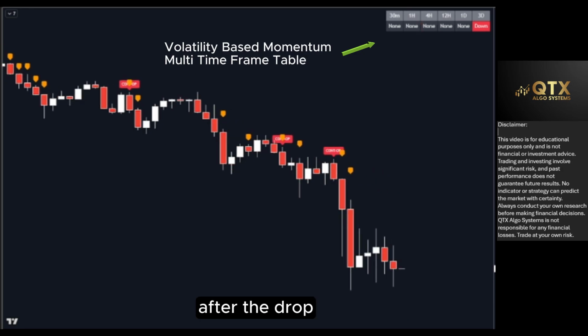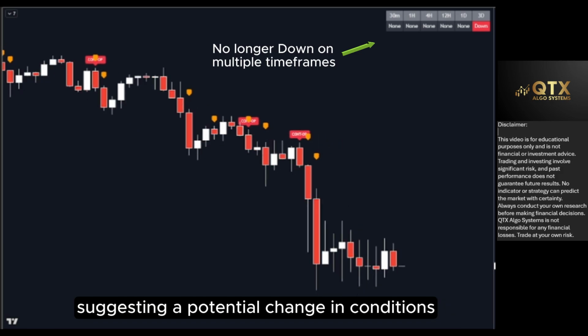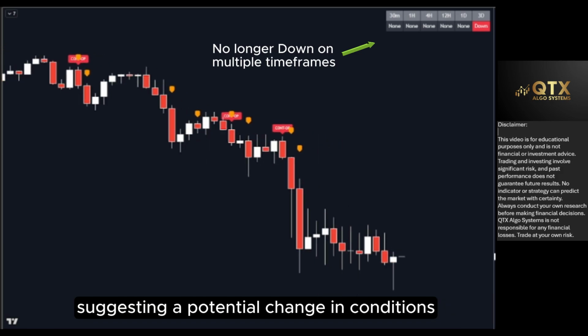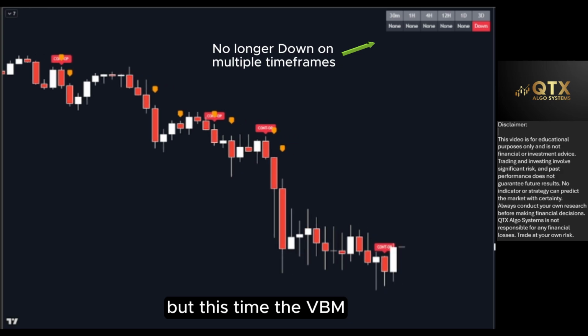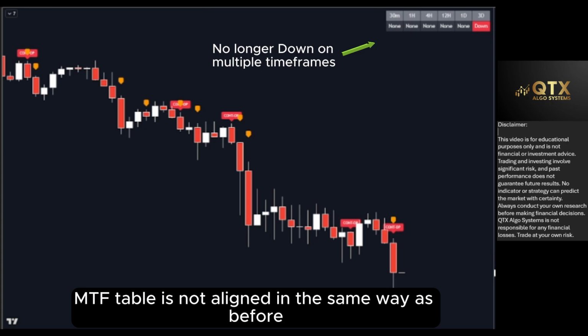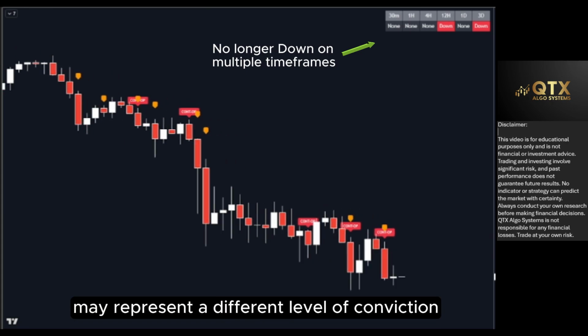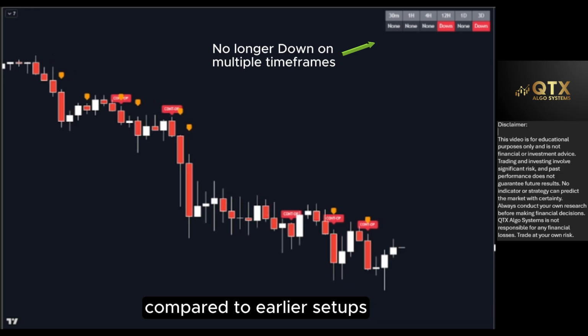However, after the drop, the VBM MTF table shifts from strong bearish to neutral, suggesting a potential change in conditions. Additional continuation signals appear, but this time, the VBM MTF table is not aligned in the same way as before. Without confirmation from multiple time frames, the signals may represent a different level of conviction compared to earlier setups.